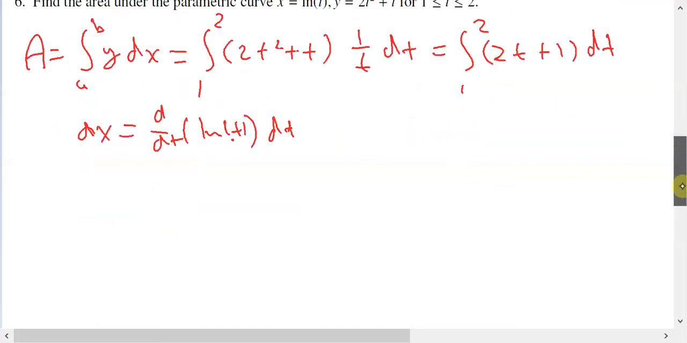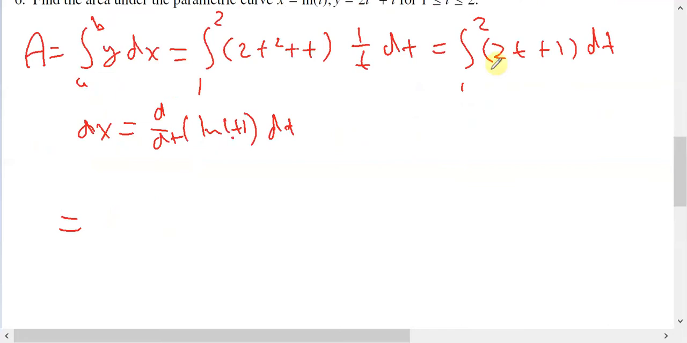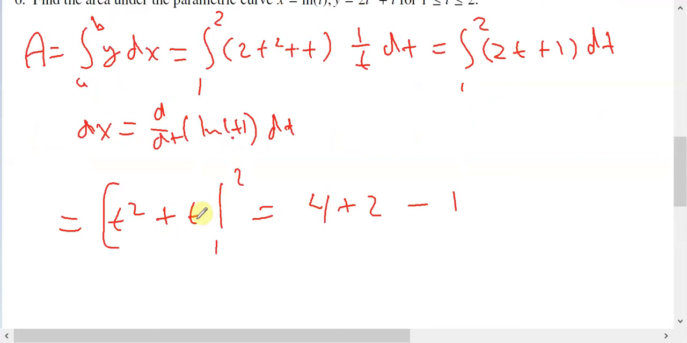And so integrating that, I get t squared over 2. So this 2's will cancel, so I'll get t squared plus t, and I evaluate that from 1 to 2. That's going to be 4 plus 2 minus 1 minus 1. So what is that? It's 4.